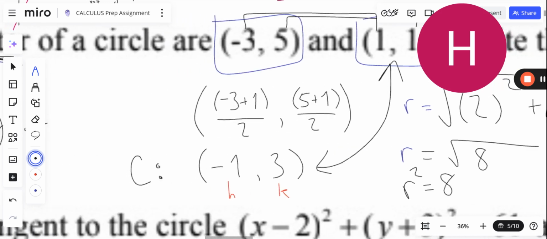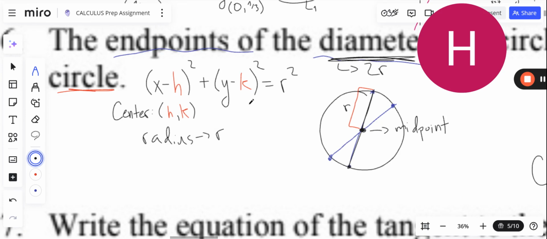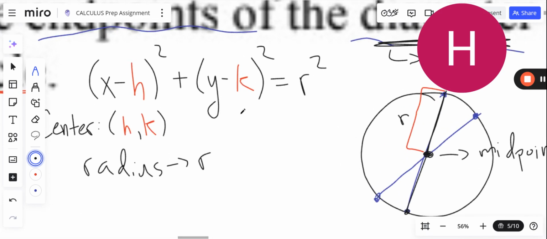Why did I go further? Because in the equation, remember our general equation, yes, we do want to know what the r is, but in the equation, we actually put the r squared, right?